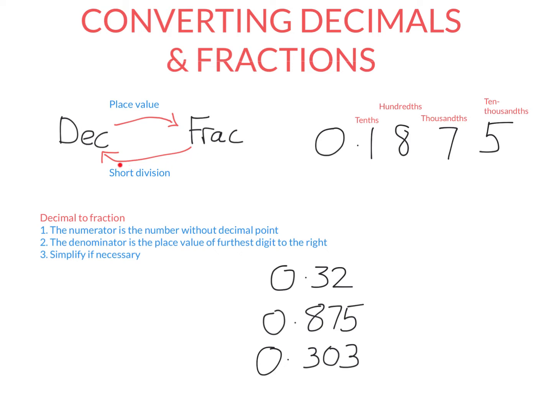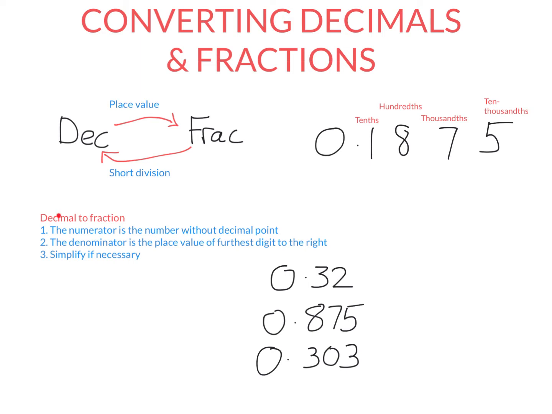Well, to go from a fraction to a decimal, you use short division, but we're going to start by looking at going from a decimal to a fraction. We use place value. So remember, place value is just about the columns in which you find the numbers. After the decimal point to the right, it goes tenths, hundredths, thousandths, and ten-thousandths, and so on. It goes on forever. So how is this going to help us?